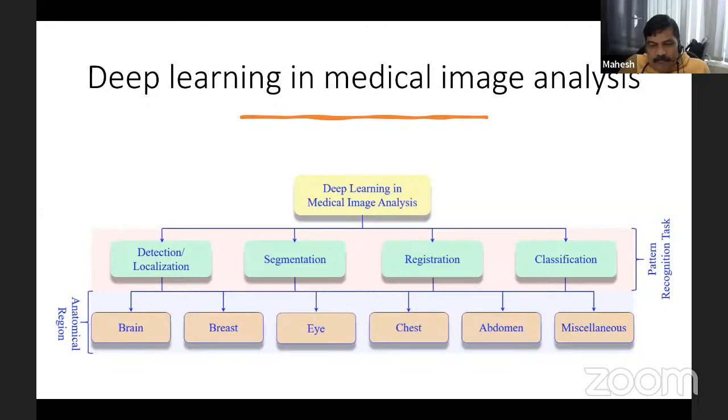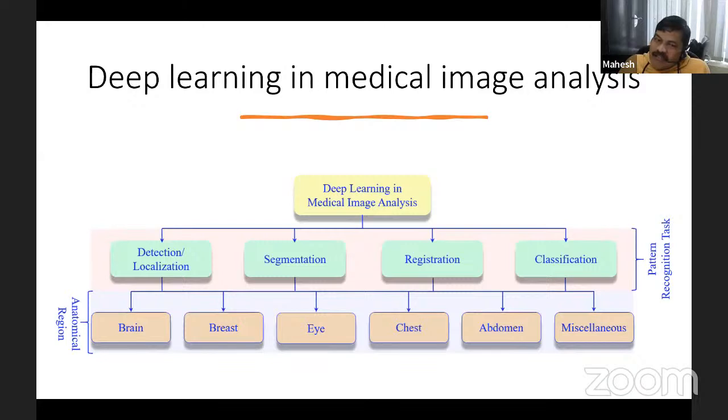Registration means we can collect different images. For example, in a CT scan, we take images at different angles around the object, 360-degree angles. So we have many images collected at different angles. We can register them and model a 3D object. So we can model a tumor or any body organ. There we have to stitch these different images, and that is called the registration task.